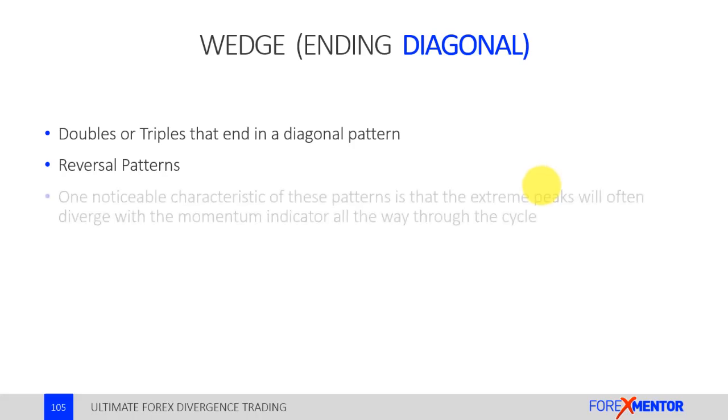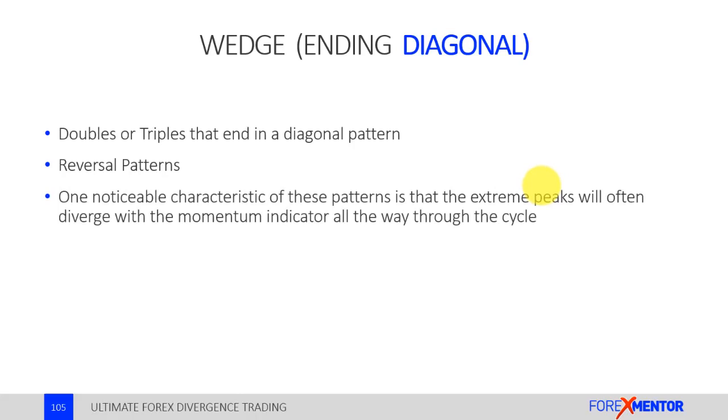That's because one of the noticeable characteristics of these patterns is that the extreme peaks will often diverge with a momentum indicator all the way through the cycle. And we'll take a look at that here in a moment. But that's also very good for us because it helps us to identify these patterns ahead of time, because they often diverge all the way through.